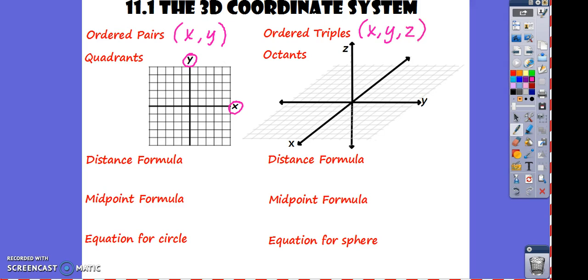And like I already told you, this x-axis is the one that sort of comes out of the paper at you. And then we put the y-axis horizontal and the z-axis goes up and down.